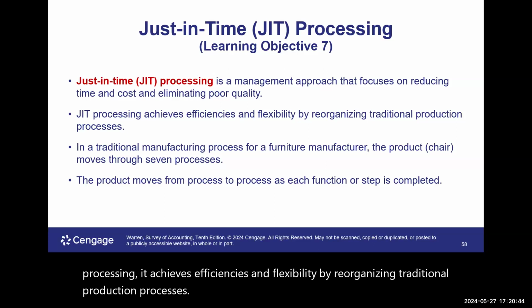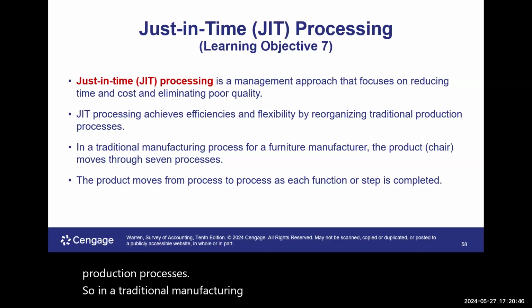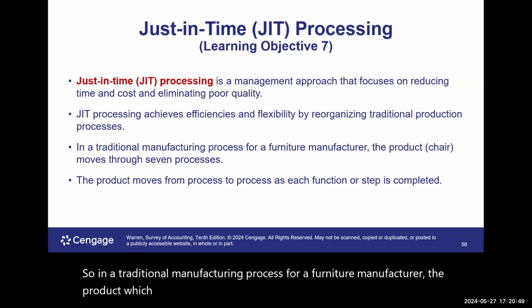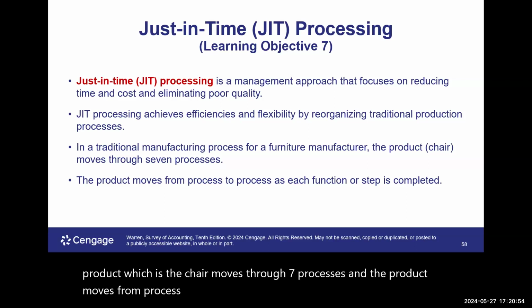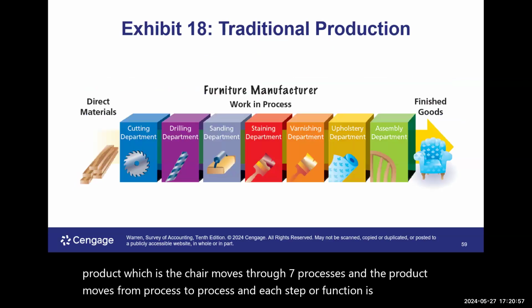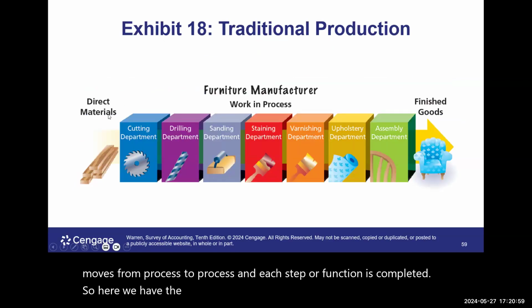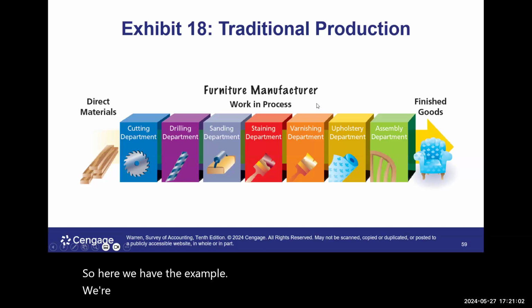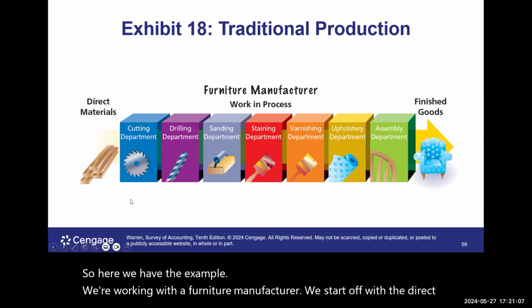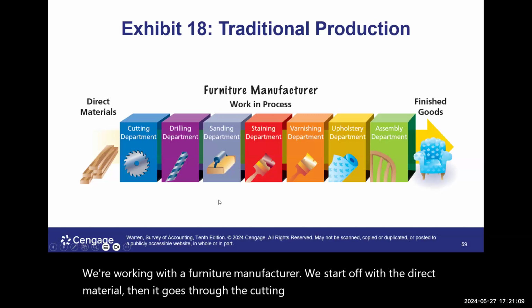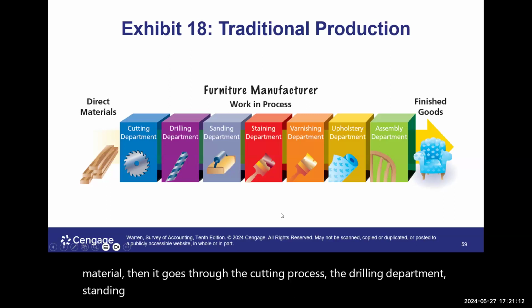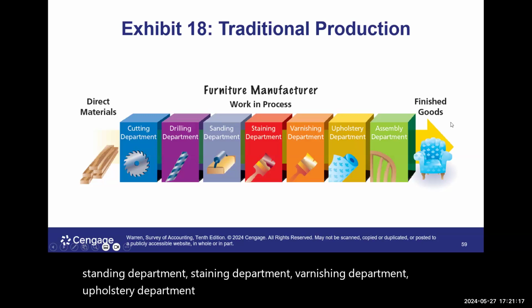So in a traditional manufacturing process for a furniture manufacturer, the product, which is the chair, moves through 7 processes. And the product moves from process to process as each step or function is completed. So here we have the example. We're working with a furniture manufacturer. We start off with the direct material, then it goes through the cutting process, the drilling department, sanding department, staining department, varnishing department, upholstery department, the assembly department, and then now we actually have the finished good.